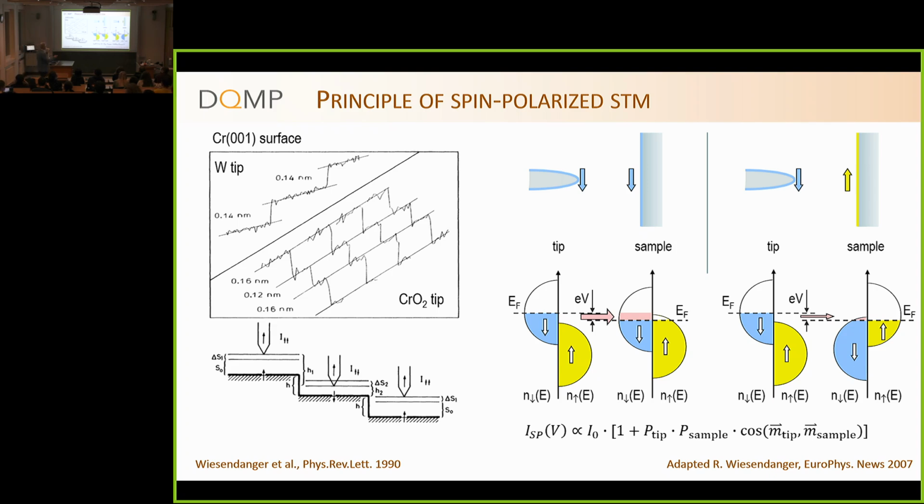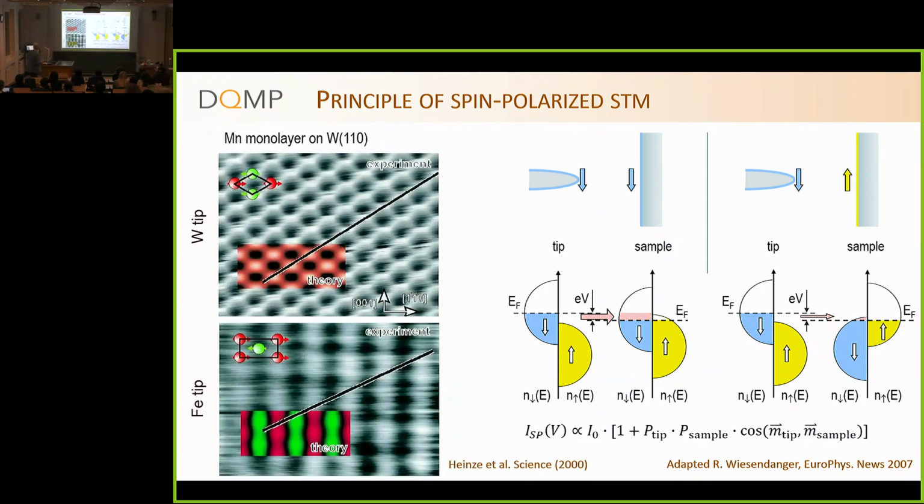Here it's large terraces, so there is absolutely no atomic resolution. But you can push this to be atomically resolved, and this is a manganese monolayer on tungsten 110 with a tip terminated by iron. And you see this is a completely different contrast. The difference is precisely the antiferromagnetic orientation of the spins in this manganese monolayer.